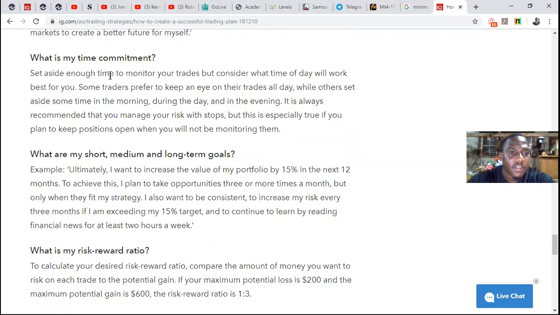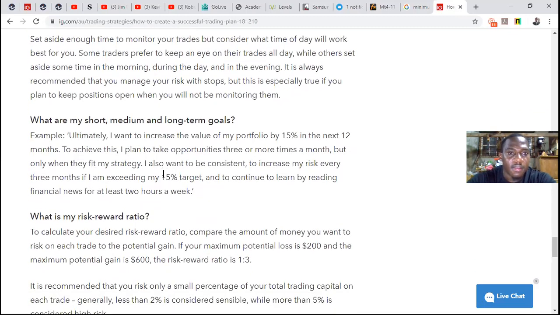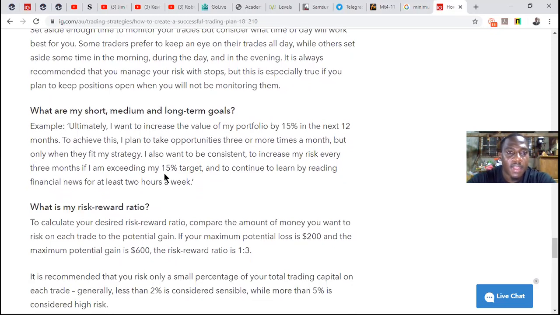Set aside enough time to monitor your trades and consider what time of the day will work best for you. Some people like to look at the market in the morning or during the day or in the evening, right? But it's always recommended that you manage your risk with stop losses, right? But this is especially true if you plan to keep positions open while you will not be monitoring them.